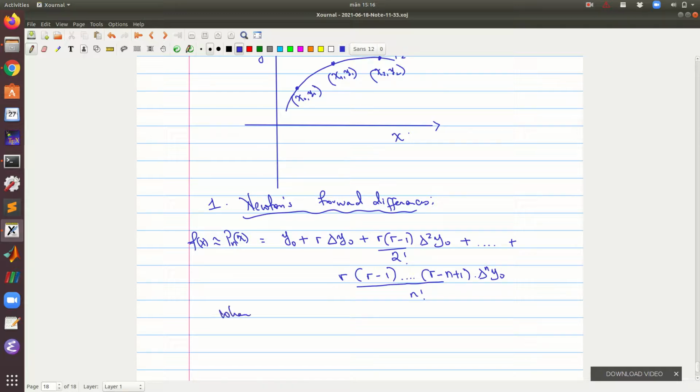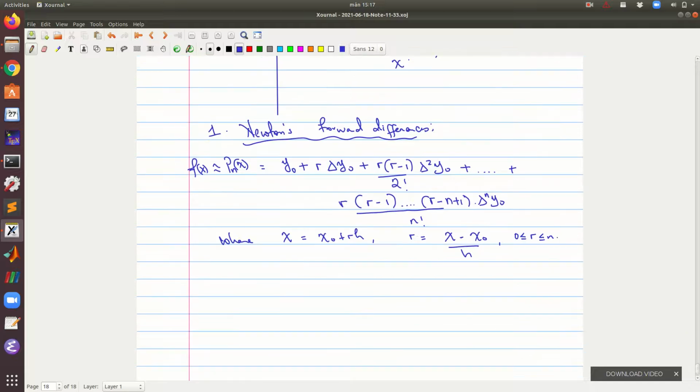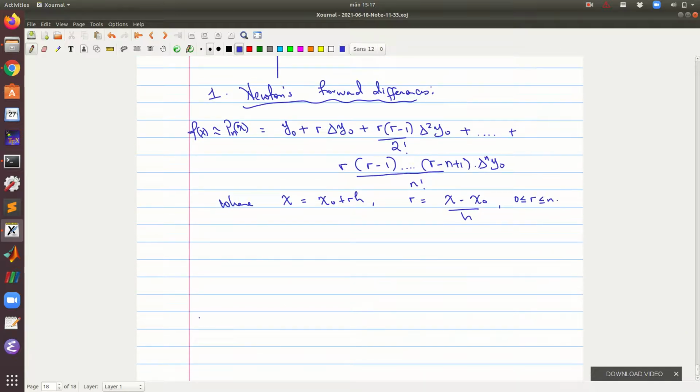where x, of course we know that it is x0 plus rh, and we know that r is given as x minus x0 divided by h, and this r takes on values between 0 and n.